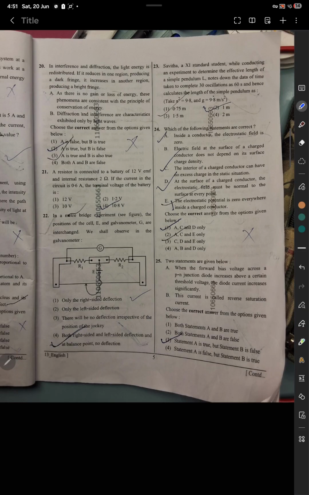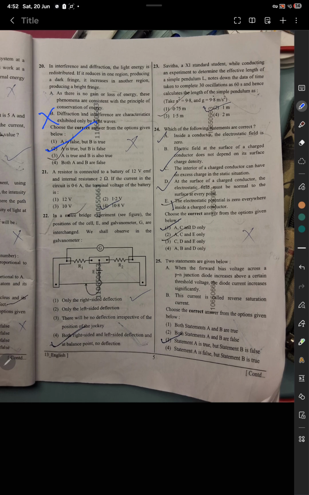Next question, question 20. In interference and diffraction, the light energy is redistributed. If it reduces in one region producing a dark fringe, it increases in another region producing a bright fringe. So here are two statements, and A is true but R is false.